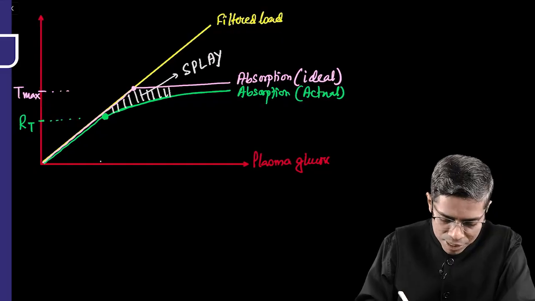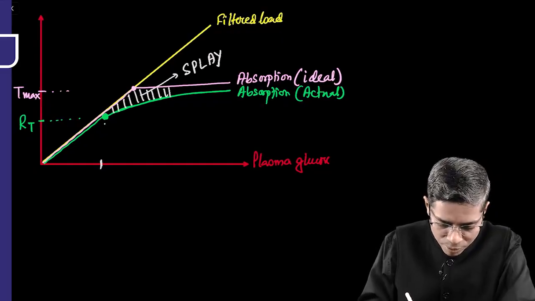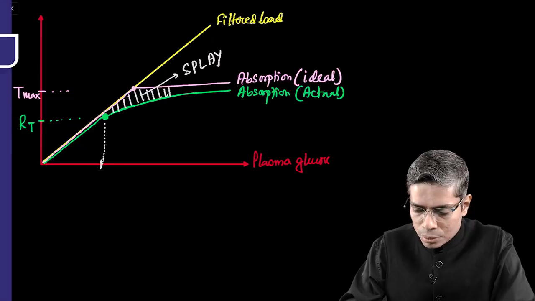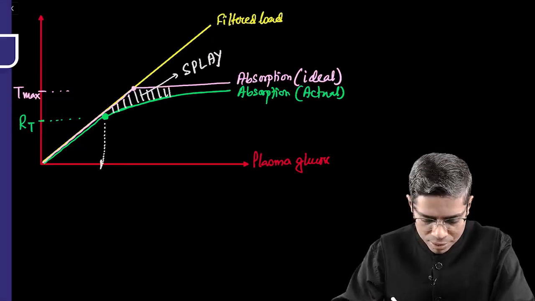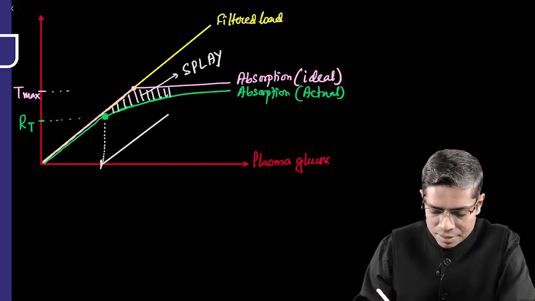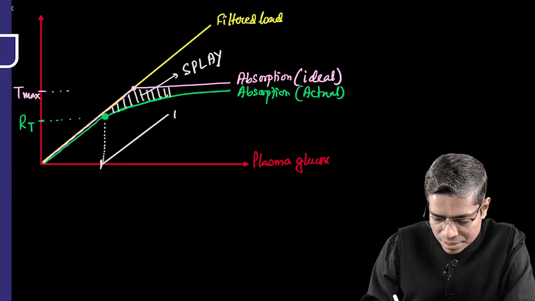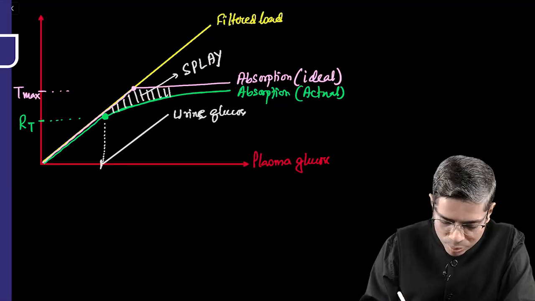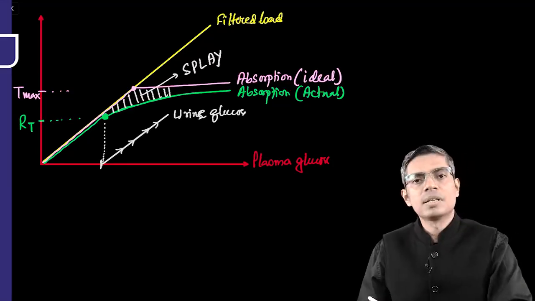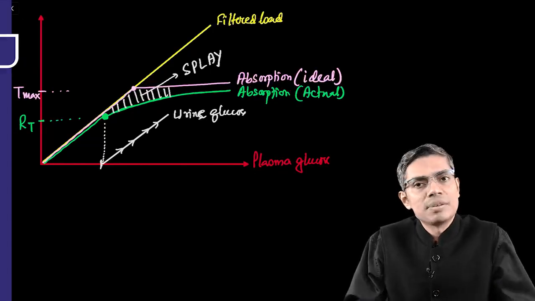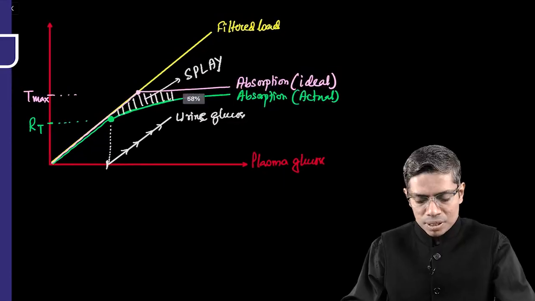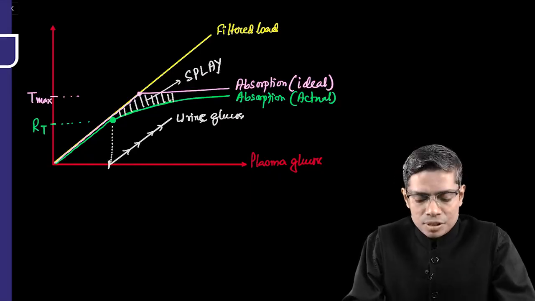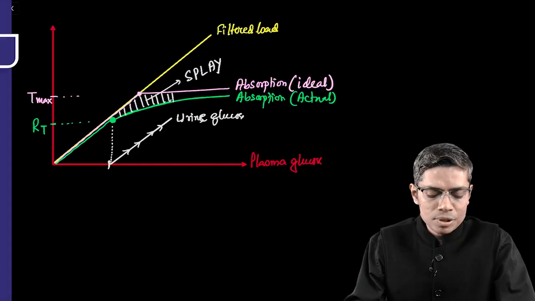So if I ask you, urine glucose will start appearing from which point? From after this point. If your glucose level is beyond this renal threshold point, the glucose will start appearing in the urine. So if I draw a curve like this, this is the urine glucose curve, right? More and more plasma glucose after this point, more and more glucose will appear in the urine. So this way you have to remember the splay effect and the actual and ideal curve. So this is all about glucose absorption that you have to remember.